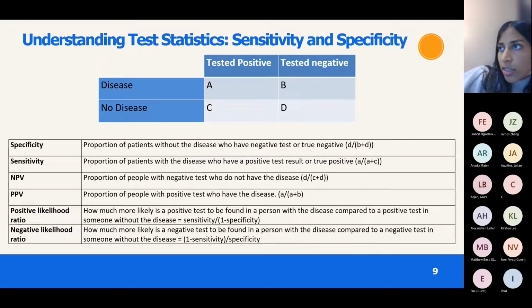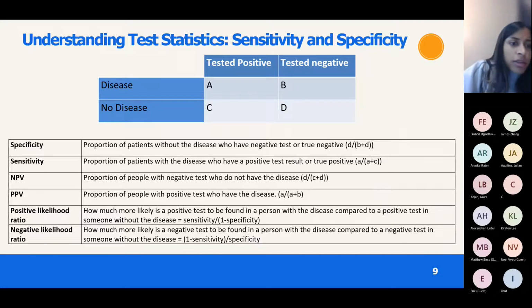There's a few other terms here, but sensitivity and specificity are the most commonly talked about. Other things that you might have heard are negative predictive value, NPV, which is the proportion of people with a negative test who do not have the disease, whereas positive predictive value is the proportion of people with a positive test who do have the disease.